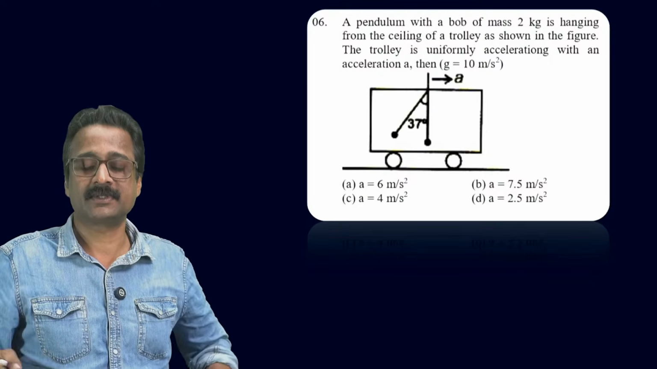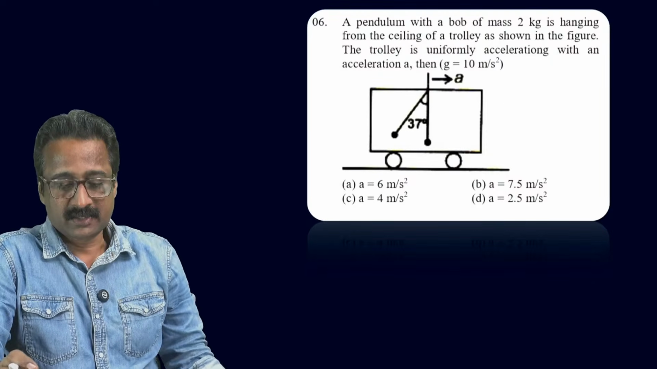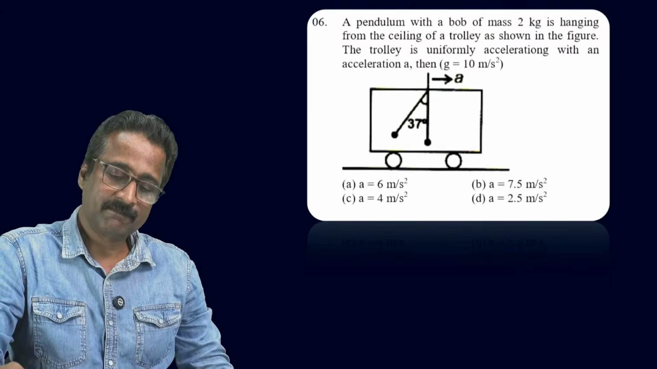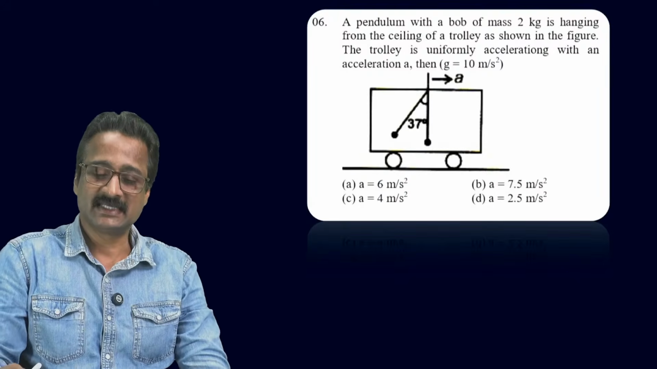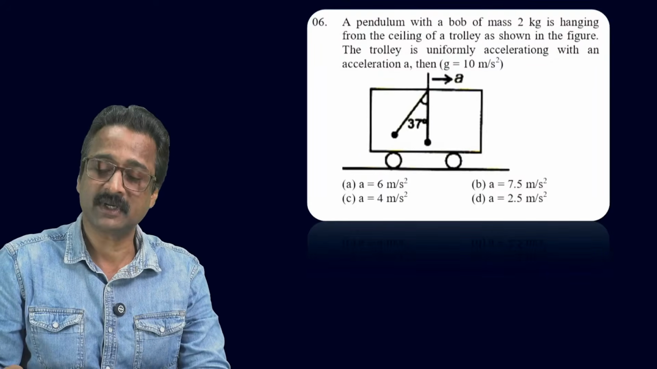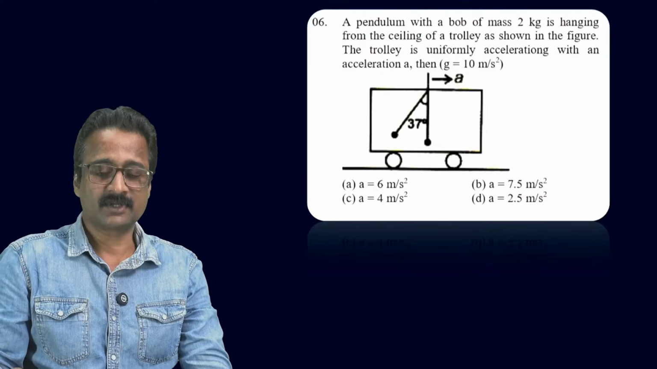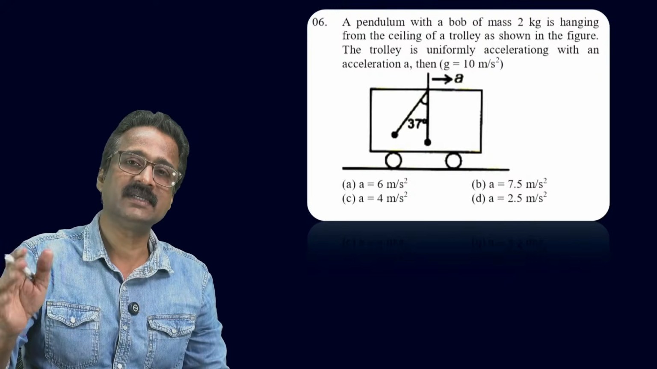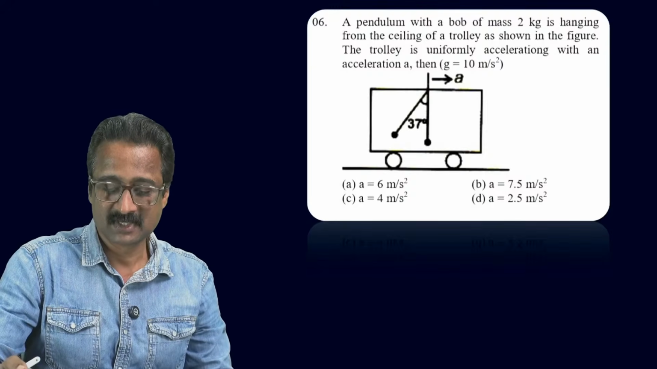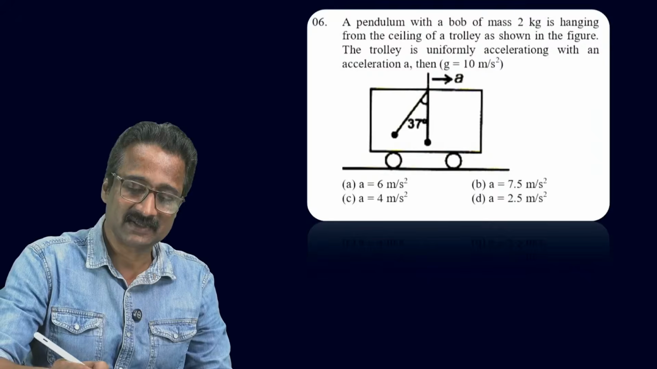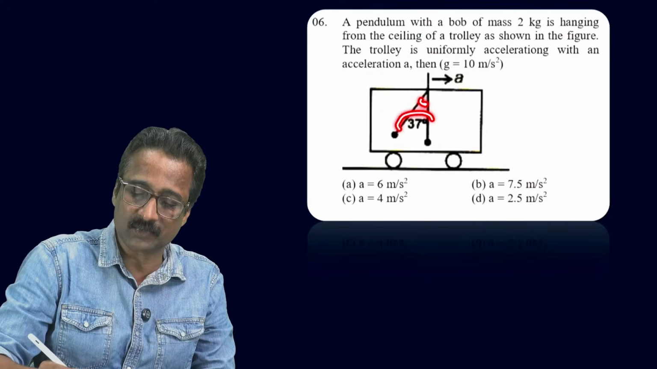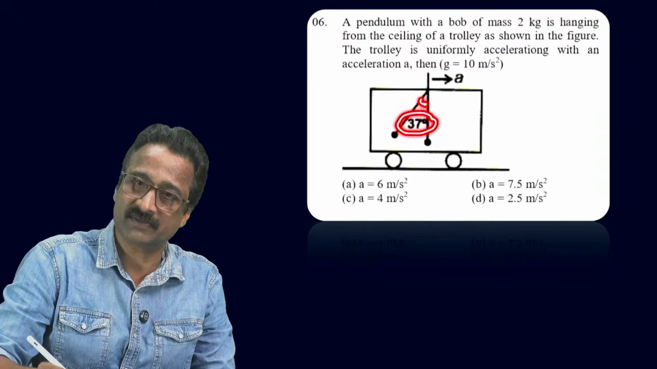Moving on to question 6. Again, a question about a body in an accelerating frame. A pendulum with a bob of mass 2 kg is hanging from the ceiling of a trolley as shown in the figure. The trolley is uniformly accelerating with acceleration A, and you can take g as 10 meters per second square. In the figure, the whole string is inclined at a certain angle, which is clearly given here as 37 degrees.